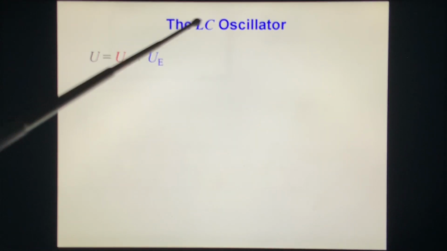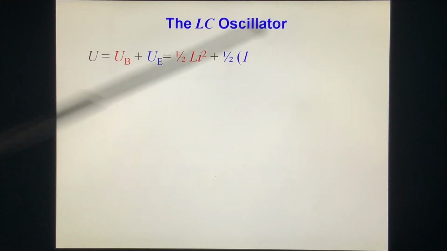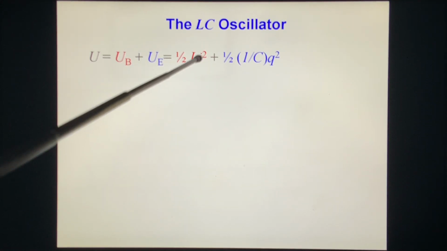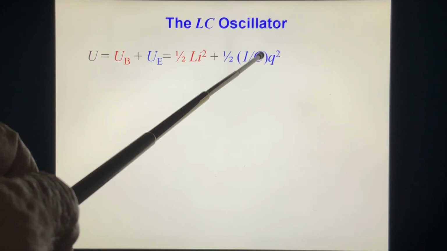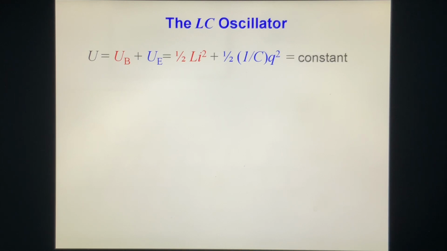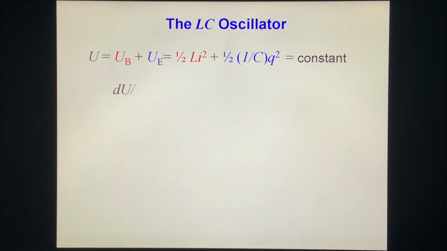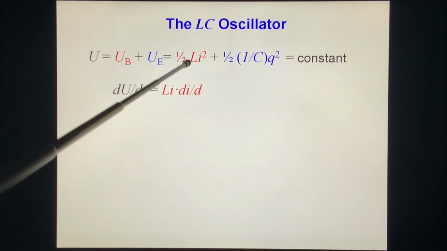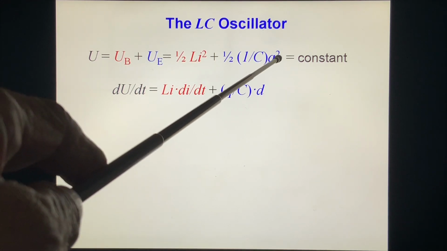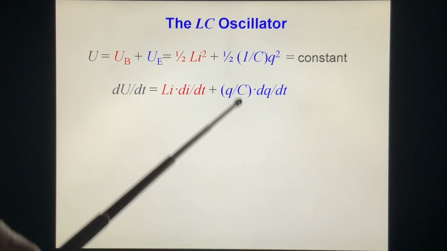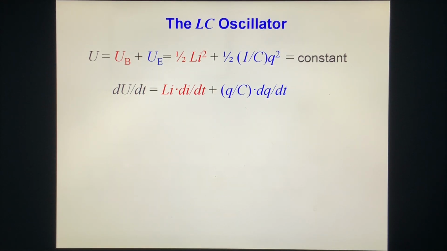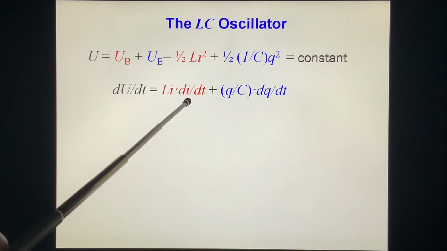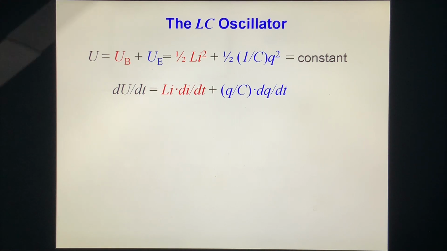Now, we go back to the LC oscillator. Same reasoning. This is the energy for the coil, the magnetic field, and this is the electric field in the capacitor. The total is constant, so dU/dt equals 0. Here the halves just cancel out, giving L i di/dt, plus q over C dq/dt, and I is dq/dt. So di/dt is the second derivative of q with respect to time t.